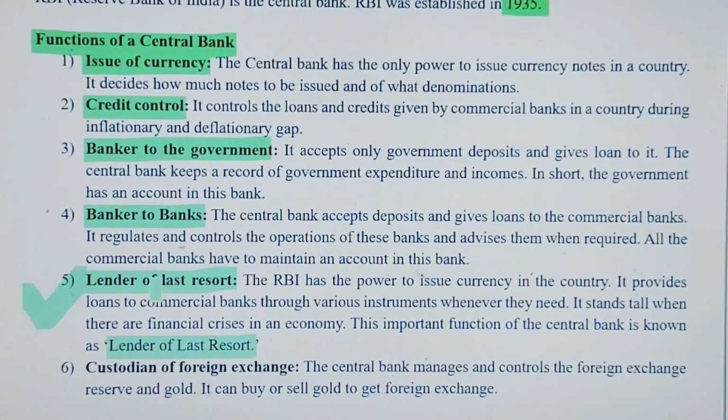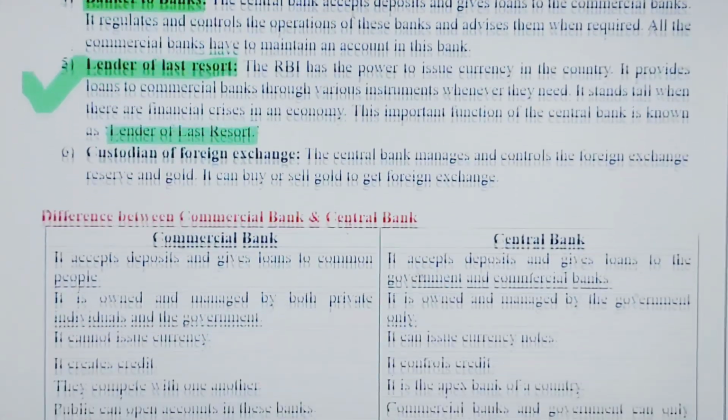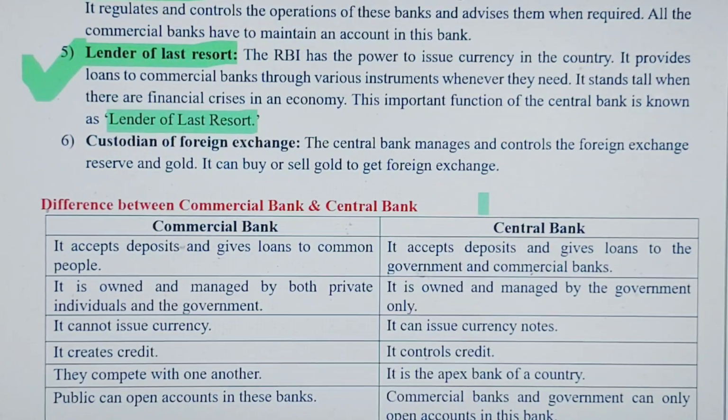When commercial banks do not get help from anywhere, they always try to knock on the doors of a central bank. The sixth important function is custodian of foreign exchange. The central bank also manages and controls the flow of foreign exchange in the country. It maintains the reserves of foreign exchange and gold, and it can also buy and sell gold to foreign countries.